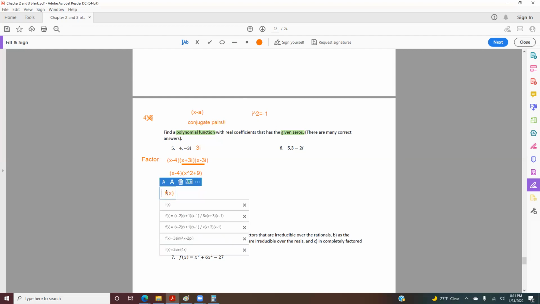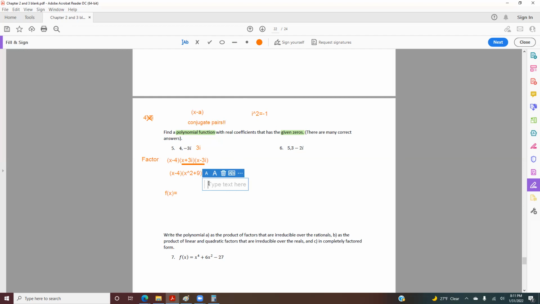And don't forget to put f of x since the question is asking for a polynomial function. So make sure you put f of x in front of it. Okay, I'll leave this to you. So I think you guys know how to find this. Go for it.